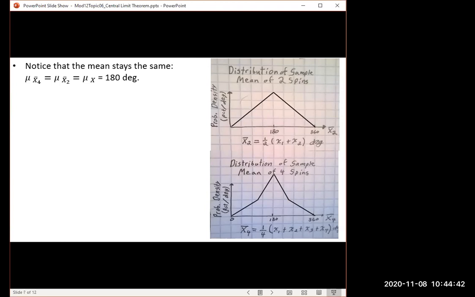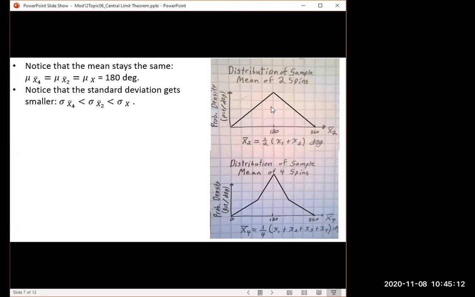Now the mean stayed the same. The mean of x bar 4 was the same as the mean of x bar 2. That was the same as the mean of the original x. It's all 180 degrees. The middle stays put. But the standard deviation is becoming smaller. See, the standard deviation here is smaller than the standard deviation there.